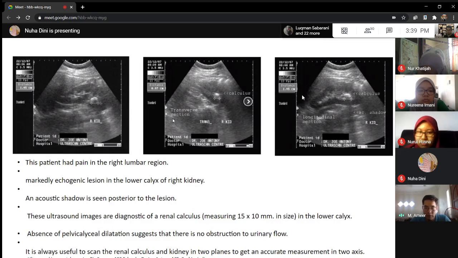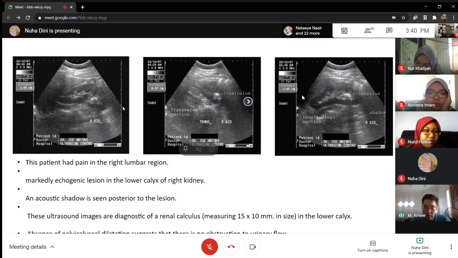Okay, I give you a situation. This patient presented with pain in the right lumbar region. The doctor did an ultrasound and found a marked echogenic lesion in the lower calyx of the right kidney, and also acoustic shadowing posterior to the lesion. Based on this finding, we can diagnose the presence of a renal calculus.